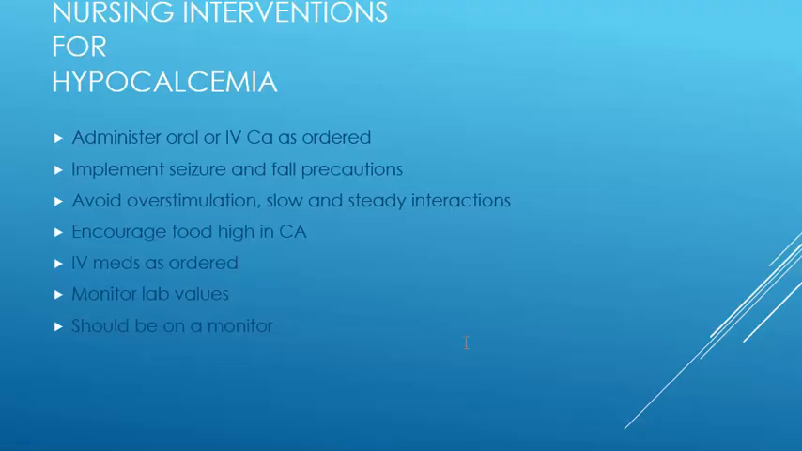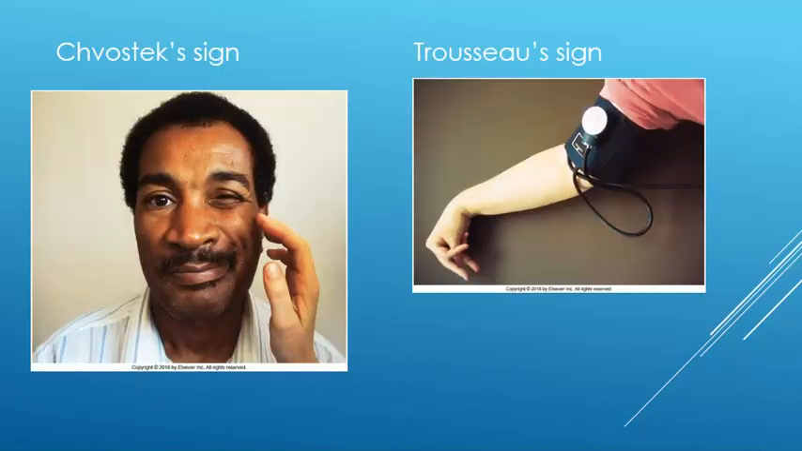Your dairy products, canned salmon, sardines, things like that are high in calcium. Some of the medications that might be ordered are calcium gluconate and even calcium chloride, which you won't see a whole lot because if your IV was to infiltrate while giving calcium chloride, it can cause tissue damage. But you will see calcium gluconate ordered frequently.